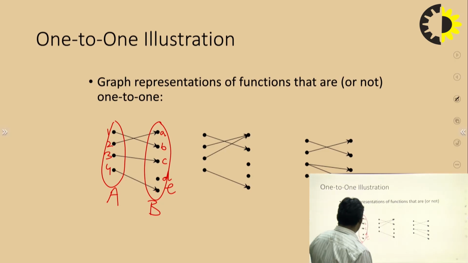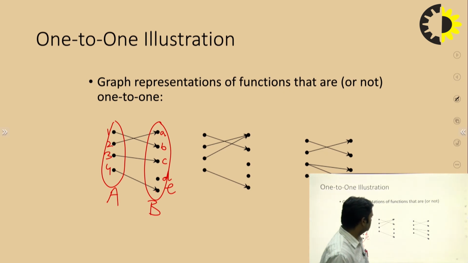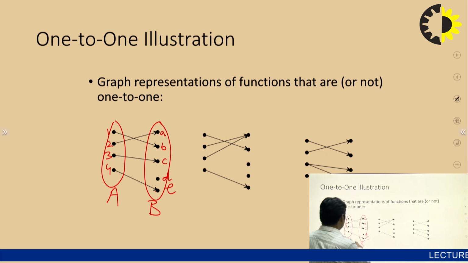Here each element has only one image, so it is known as one to one. So this is one to one.